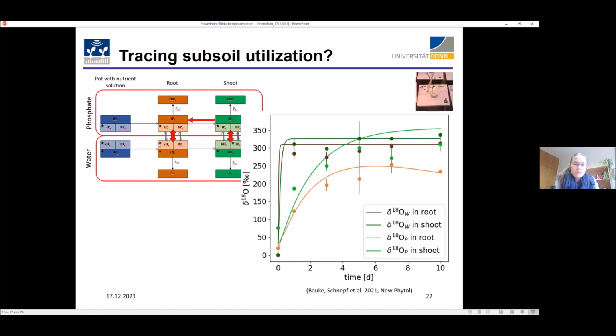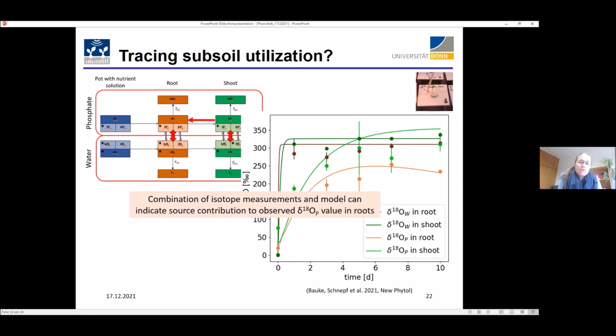And then by turning on and off different components within the model, we were able to understand better which processes actually contribute to these values that we see here in the roots. And we've eventually found out that this back transport of recycled phosphorus from the shoot was more important than the direct exchange of oxygen isotopes within the root. Like I said, I do not want to go too much into the details of that. The general message here is just that from the combination of isotope data and the model, we were able to figure out where the phosphorus that we observed in the root was actually coming from. So we do have some information on the phosphorus source.